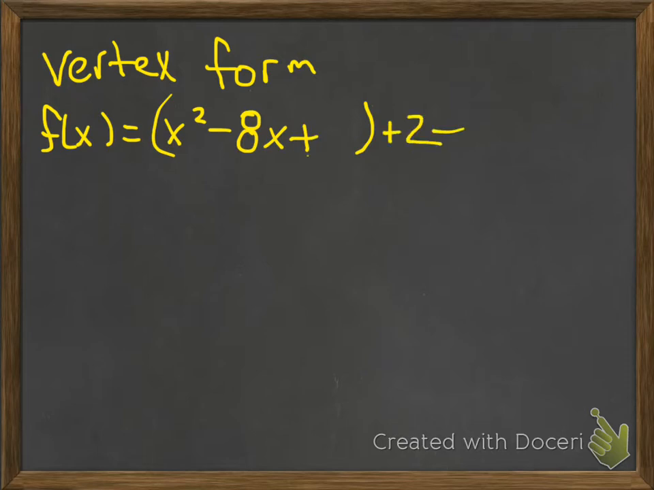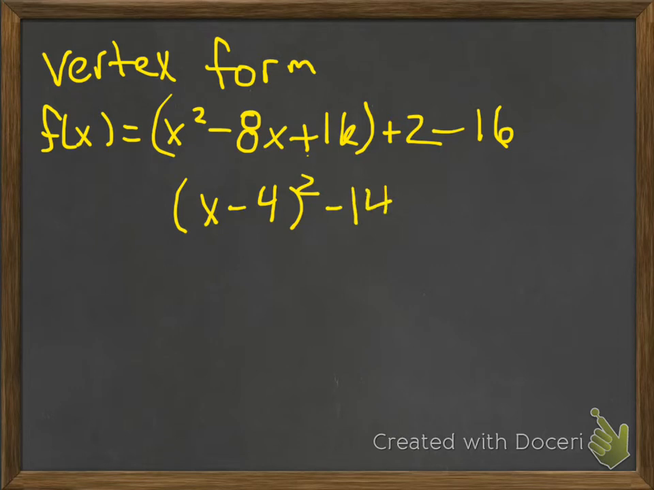Okay, so plus inside the parentheses, minus outside. And again, you're still going to divide. Negative 8 divided by 2 is negative 4. Negative 4 squared is 16. And we're going to put 16 over here. 2 minus 16 is negative 14.